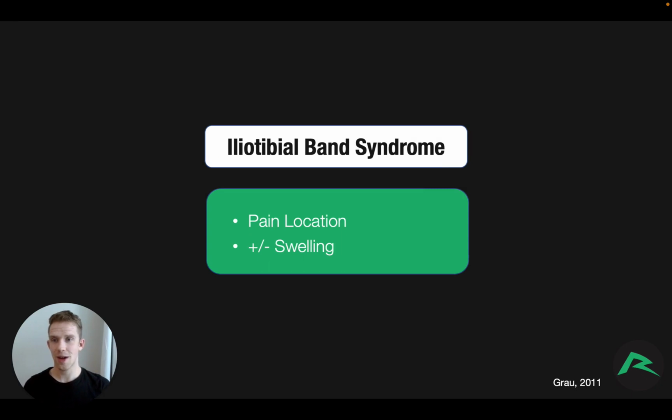And lastly, we have iliotibial band syndrome. So we're going to look for pain localized to the lateral aspect or outside of the knee, which would be the distal iliotibial band or the end of the iliotibial band. And then you're expecting some activity-related pain, which is similar to the PFPS. Often activity that can progress in a typical tendon fashion, especially with hills or downstairs. And you may notice swelling in severe cases.